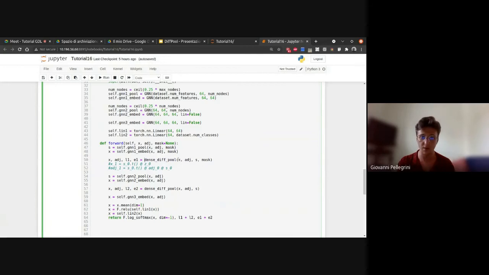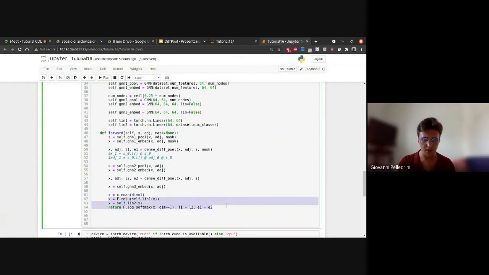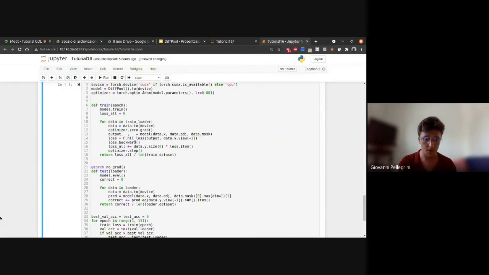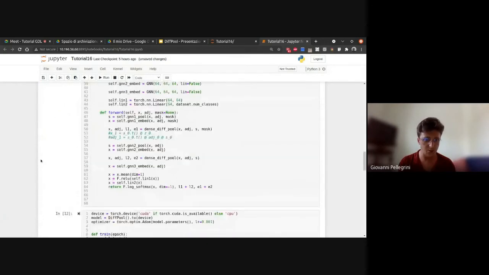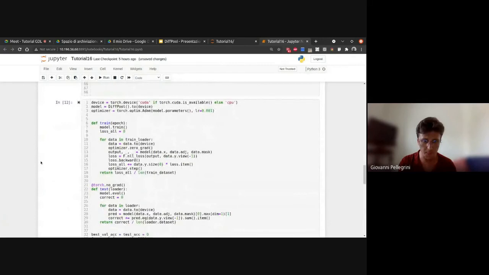You just need to give it as input the node feature matrix, the adjacency matrix, and the cluster assignment. There is also a mask, which I don't really know what it is used for, but you give it these components and you obtain as output the new matrices of the next layer. Then you do it again for the second layer, and in the end we obtain the final prediction. Now it's not working, so it doesn't really make sense to have a look at it.